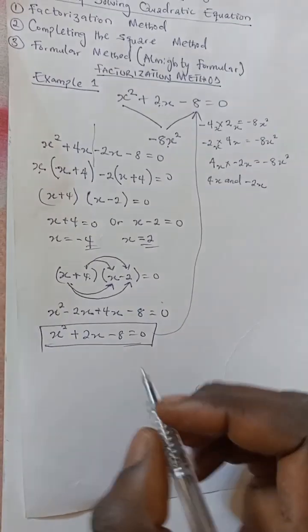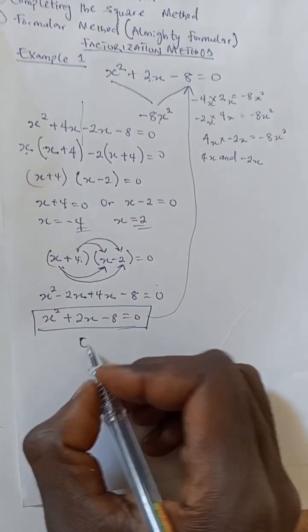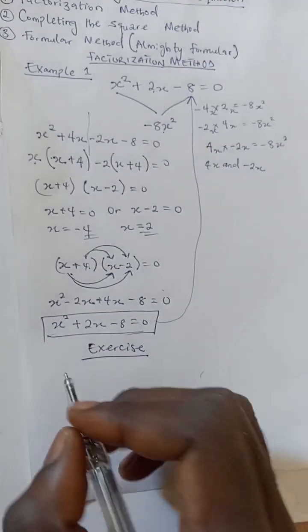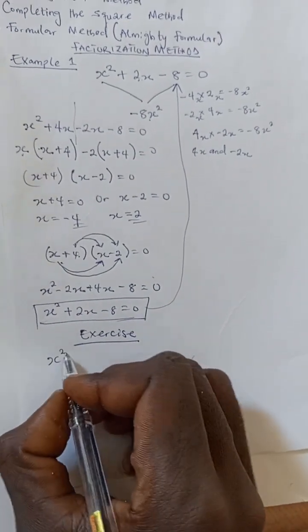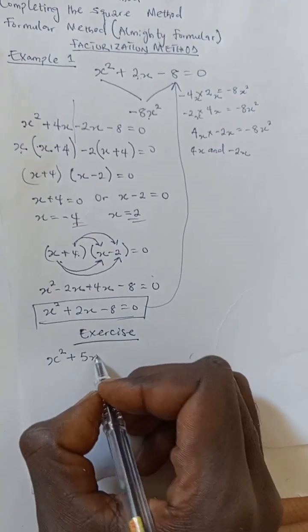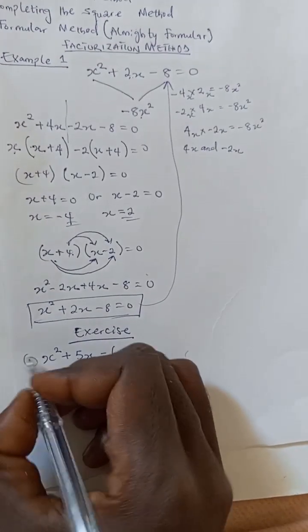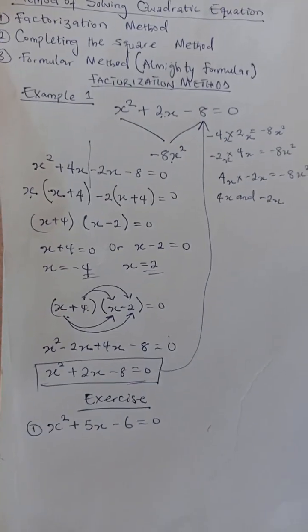Here I have a question for you. Example 2 exercise. We have an exercise for you. Find the roots of this equation: x squared plus 5x minus 6 equal to 0. This is the only example or assignment I'm going to be leaving you with.